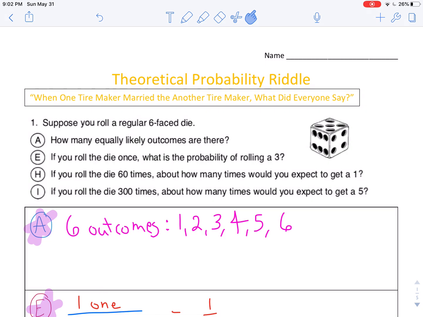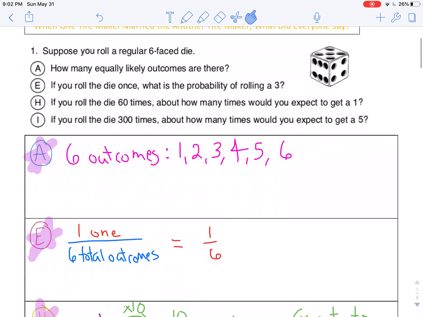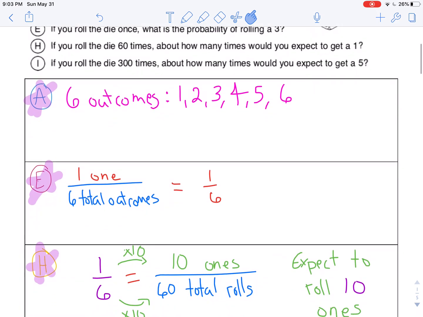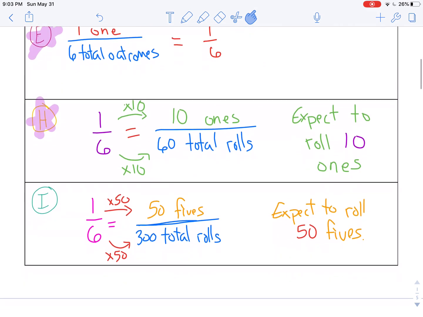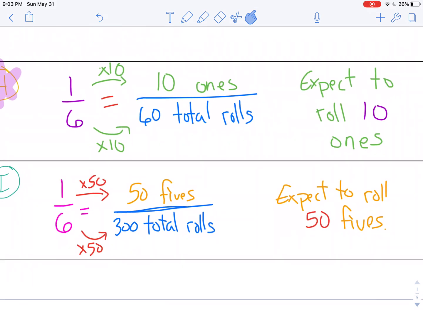All right, we are on page 1, the last box. Rolling the die 300 times, how many times would you expect to get a 5? You expect to get 50 5s. The probability is still 1/6, the same as if you were going to roll a 1. And then you multiply 6 times 50, so 1 times 50, that's what gets you your 50 5s.